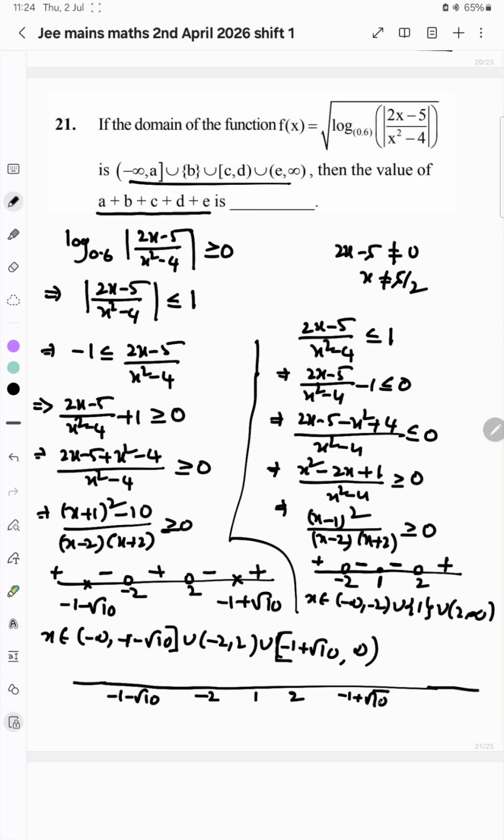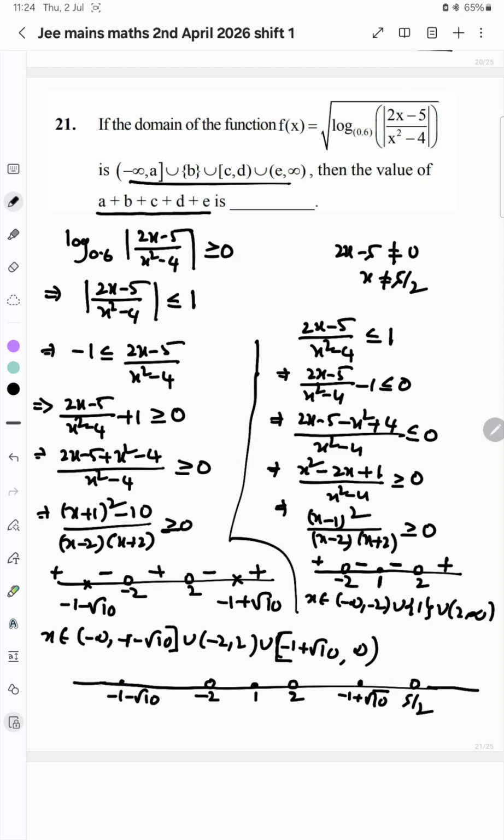Root 10 means what? 3 point something, right? 3 point something minus 1 means 3.1 minus 1, like that, 2.1 we will get. So 2.1 means what? Which is smaller than 2.5. So here only 5 by 2 is there, that 5 by 2 is also excluded, so open bubble I kept, and 2 also not possible, minus 2 also not possible, 1 is possible, dark bubble, these two values also possible, right?